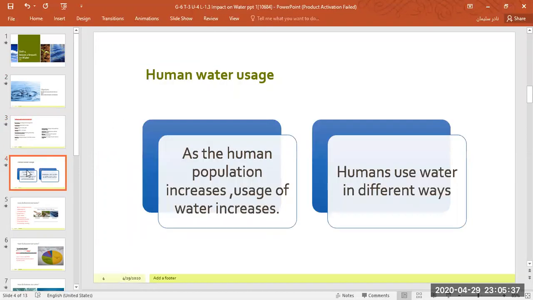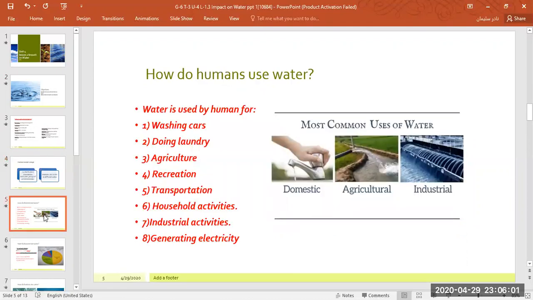Let's start. As you know, students, as the human population increases, usage of water increases and the need for water is increasing because the number of people is increasing. More people means more water is required. Humans use water in many different ways. Let's see the ways that humans use water.